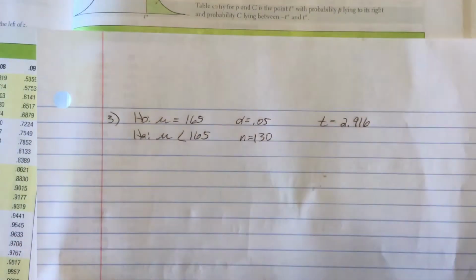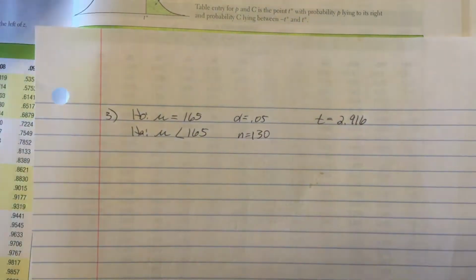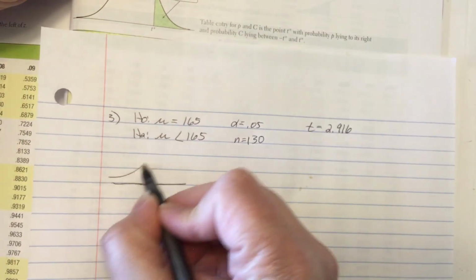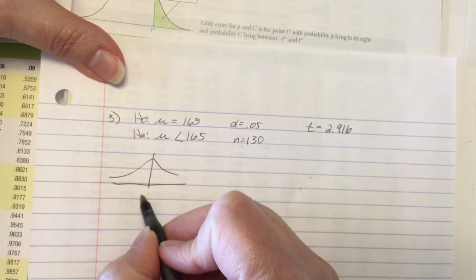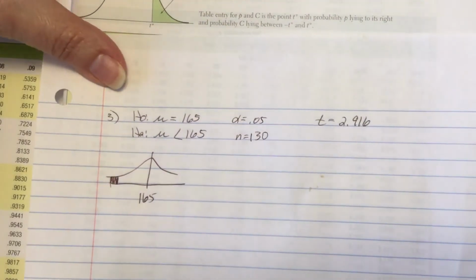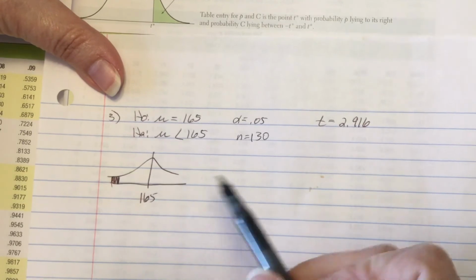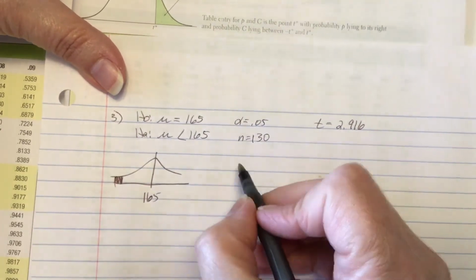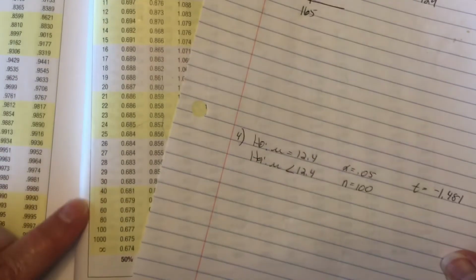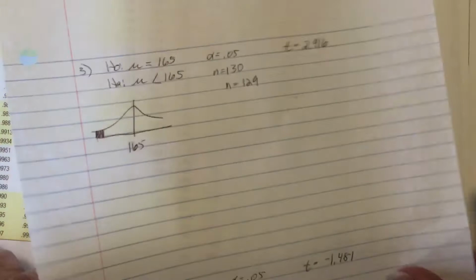All right, go ahead and try this one. Turn the video back on and check. Okay, I'm going to draw my curve again. So 165, this one's less. Okay, so again, it's another one tail. Sample size is 130. So I know my degree of freedom is 129. I know I don't have that on my table. My degrees of freedom don't go that high. So I'm going to have to use the 100, right?